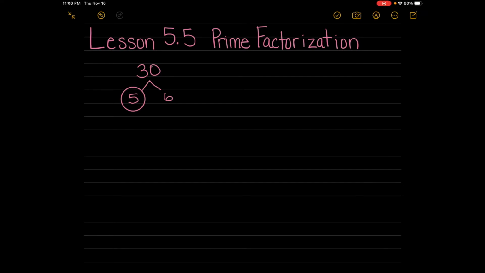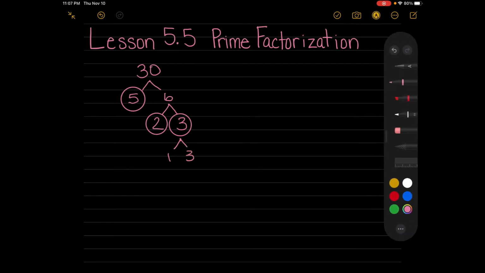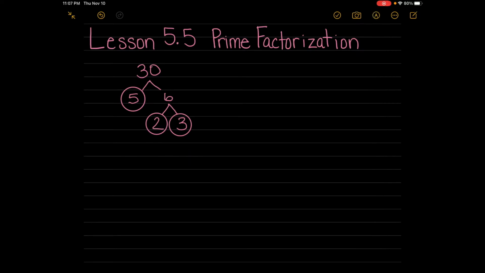Okay? 6 is not prime because I can make two more branches. And I can make this 2 times 3 equals 6. And 2 is prime, so I'm going to circle it. And 3 is prime, so I'm going to circle that one also. And now when everything is circled and I don't have anything to make branches off of, you can't make a branch off of a circle, okay? You're not allowed to use ones in this. So we're not going to go like this and say 1 times 3, okay? No ones. So once I have them circled, I'm not going to have anything else to do.